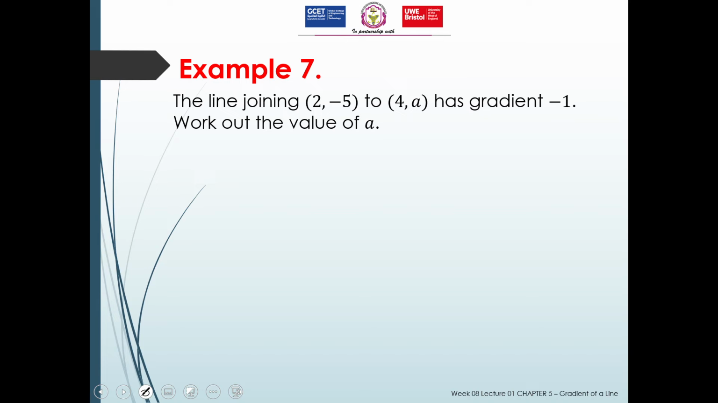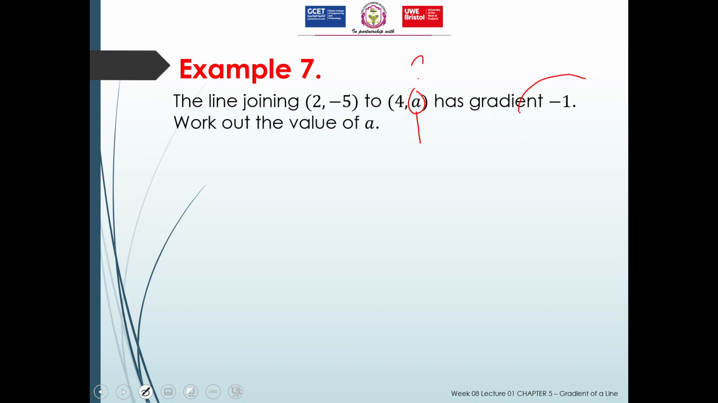Suppose that we have 2 points, (2, -5) and (4, a). This is joined by a line with gradient equal to negative 1. Work out the value of a. So the line joining (2, -5) to (4, a) has gradient negative 1. And let us find the value of a.